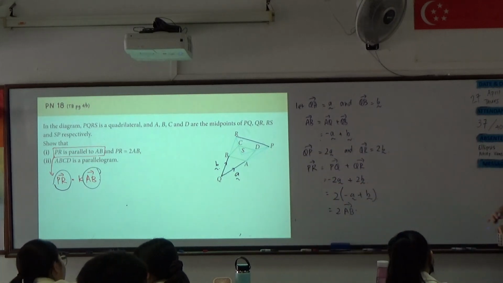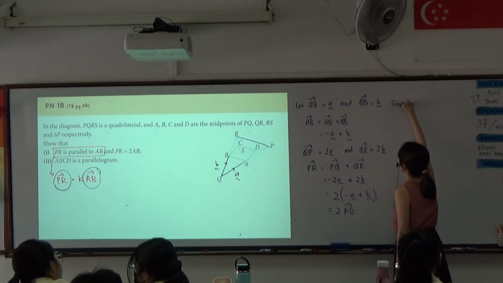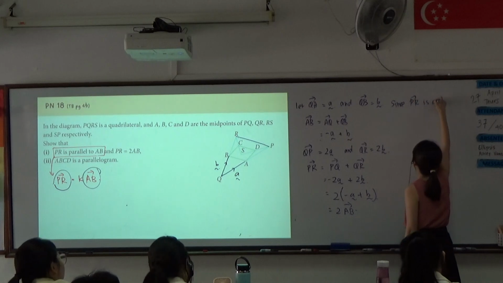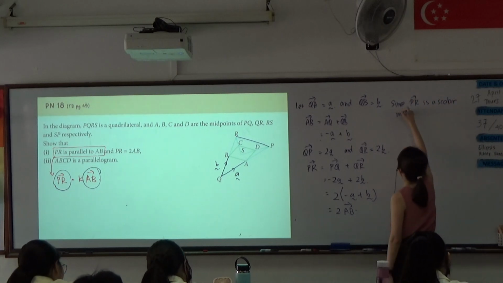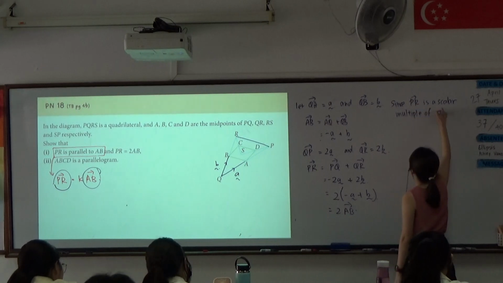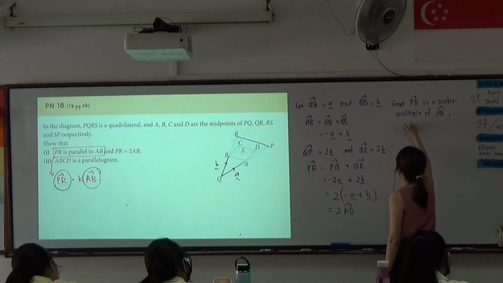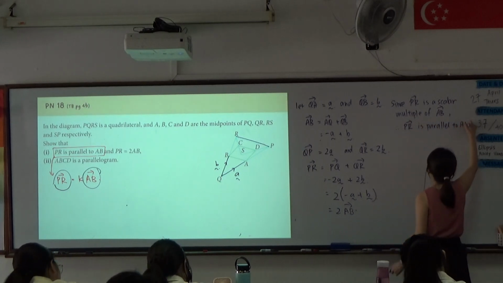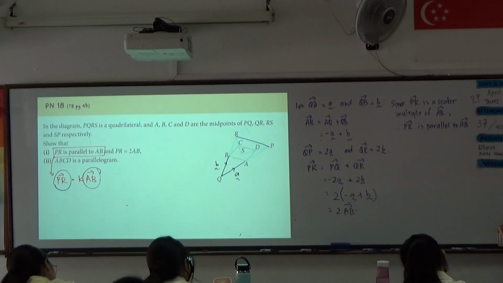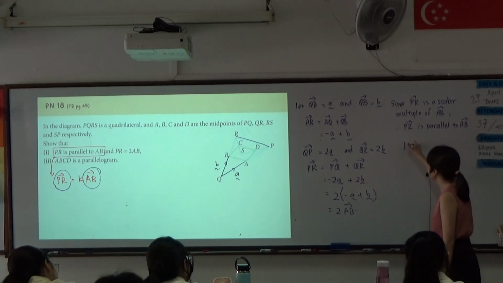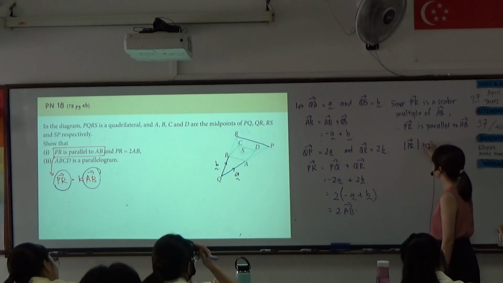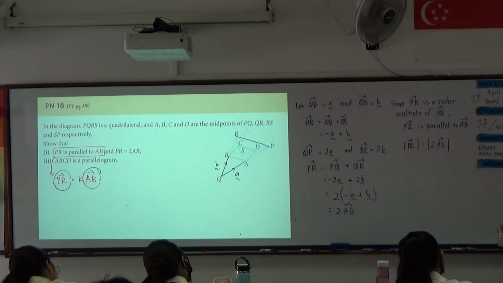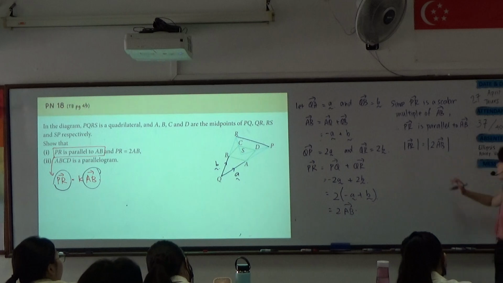So we have proven over here that since PR is a scalar multiple of AB, therefore PR is parallel to AB. And when it comes to the magnitude, we know that the magnitude of PR is equal to the magnitude of 2AB.